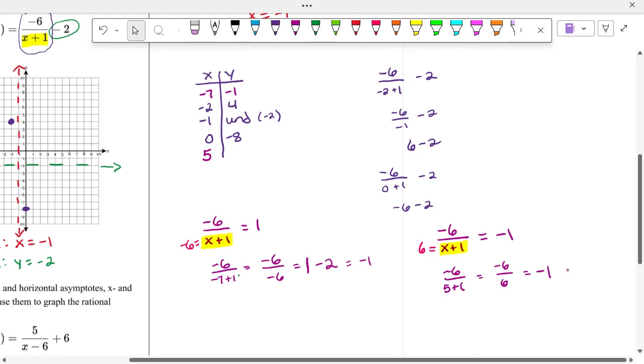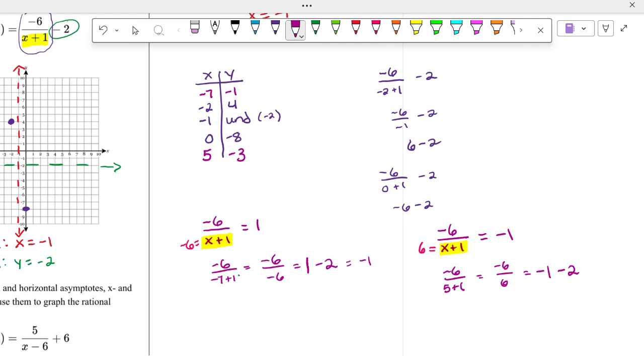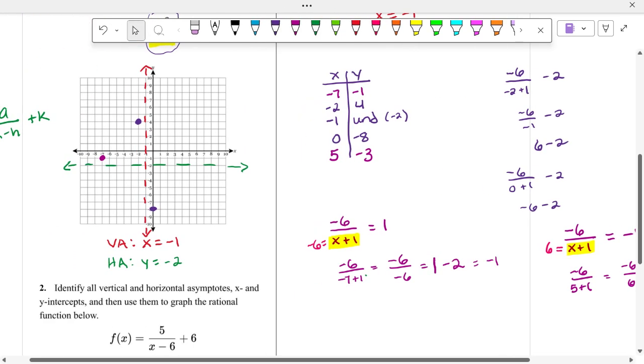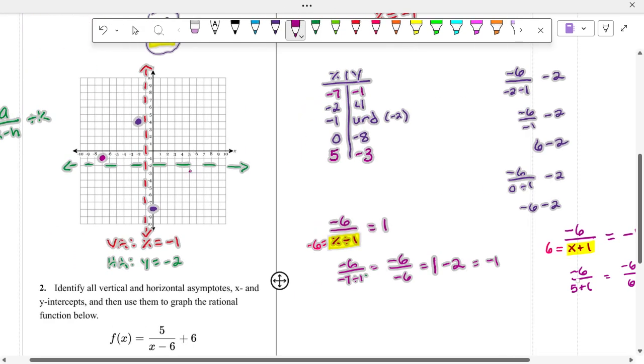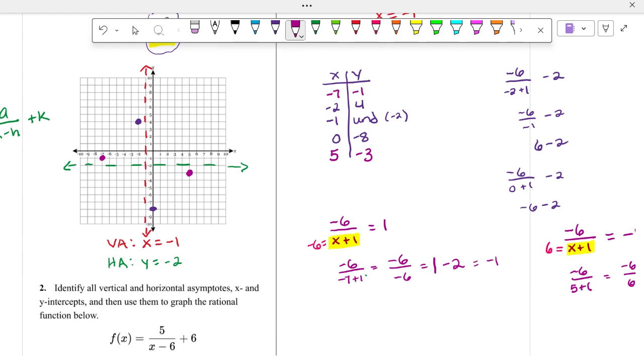And then to finish it up and find our y, we just need to subtract the 2. So that'll be what? Negative 3. So there's another point at 5, negative 3. So right here. I don't care which method you do. If you like mine better, use that. If you like just to find one above, one below, that's fine too. All right, I don't care.